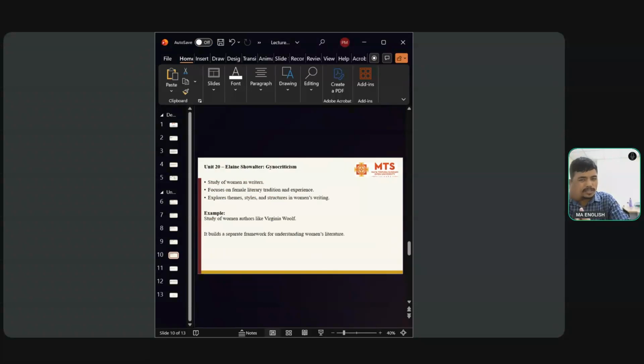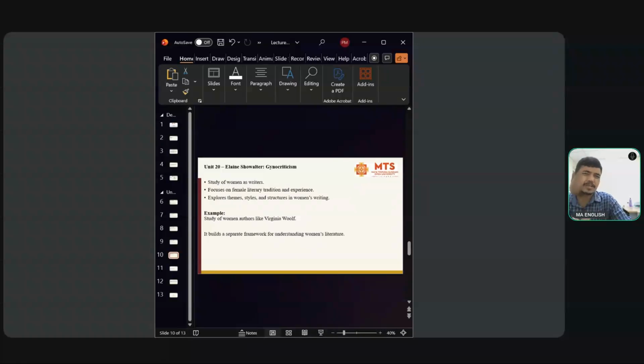So this is a term coined by Elaine Showalter herself, right? The word comes from the Greek word gyne, meaning woman. So gynocriticism is a specific and important approach within feminist literary criticism, and understanding it will deepen your ability to analyze literature through a feminist lens.